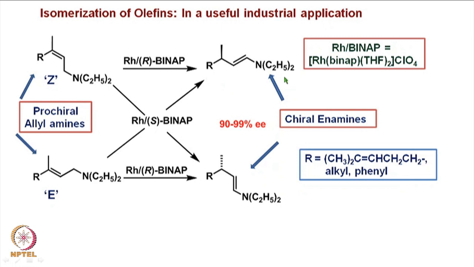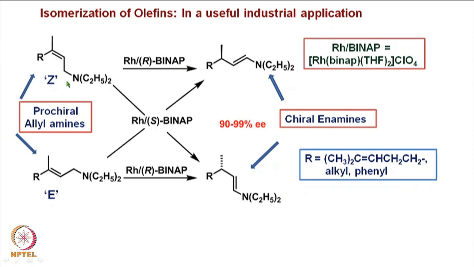enamine that is observed after the isomerization of this particular double bond is of this kind where the absolute configuration is as shown. Now, the same prochiral allyl amine, when it is reacted with the same rhodium based catalyst but with different BINAP, that is now S BINAP, then what we get is this kind of chiral enamine in which the absolute configuration of this asymmetric center is opposite to that of what we observed with R BINAP.